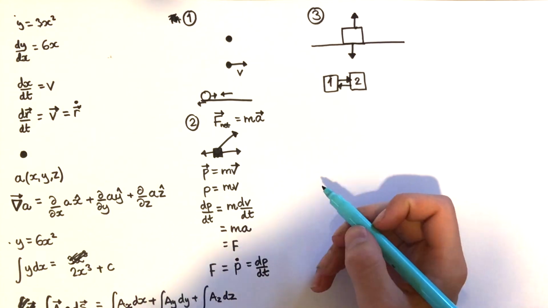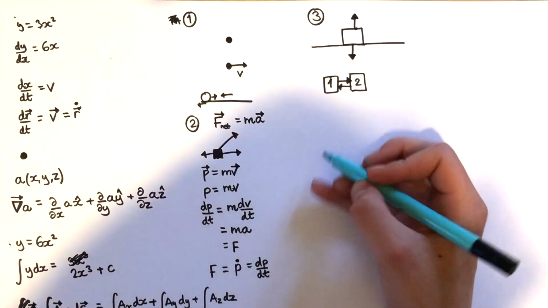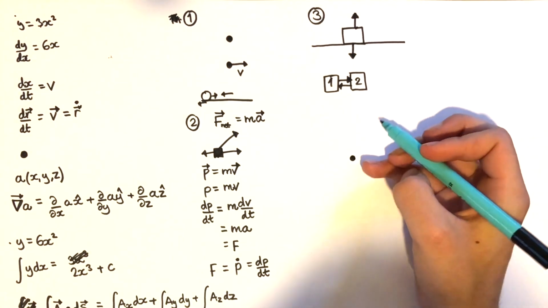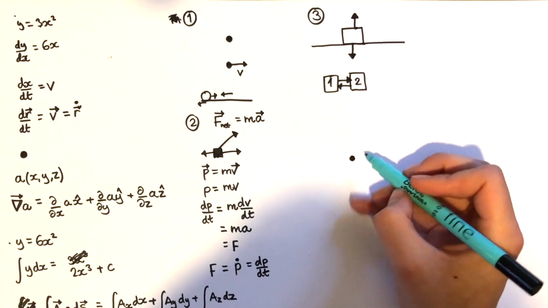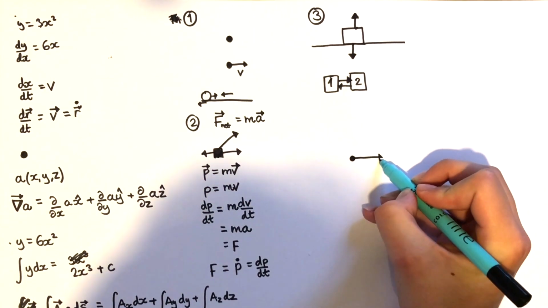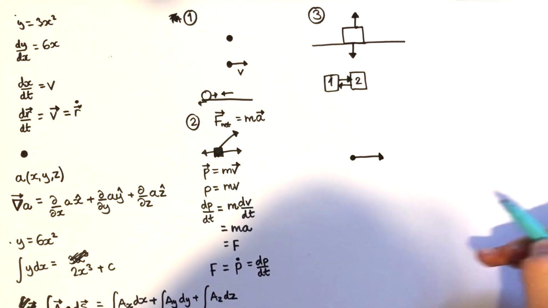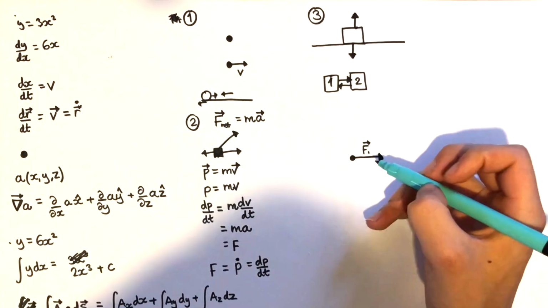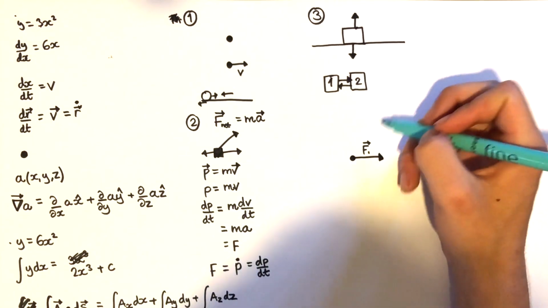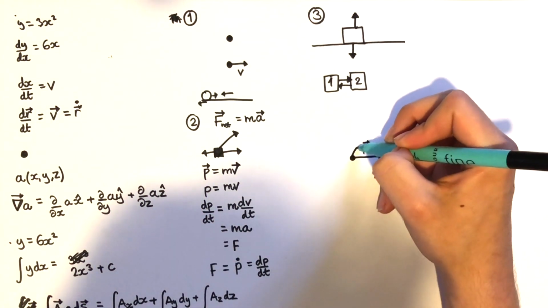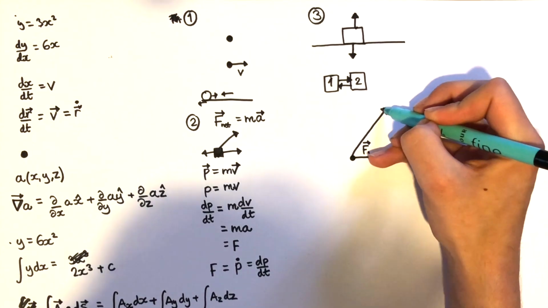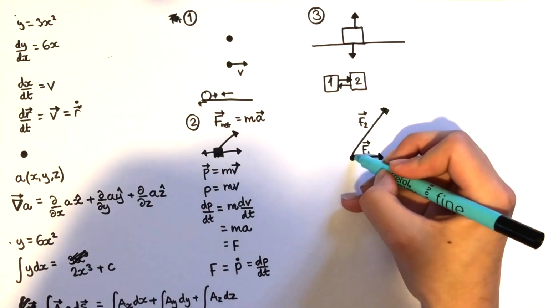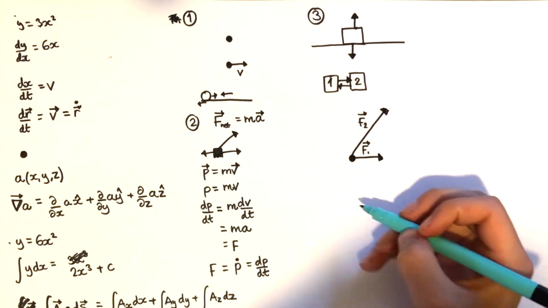So let's have a look at an example of this. Let's say we have a particle right here, and it's subject to two forces in this case. We have force 1, which is acting in that direction, and we'll call it F1, the little vector. And we have another force, force 2, which is acting in that direction right here. So we have a particle that is being acted upon by two forces.